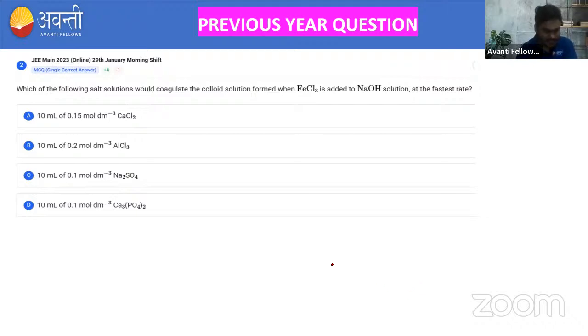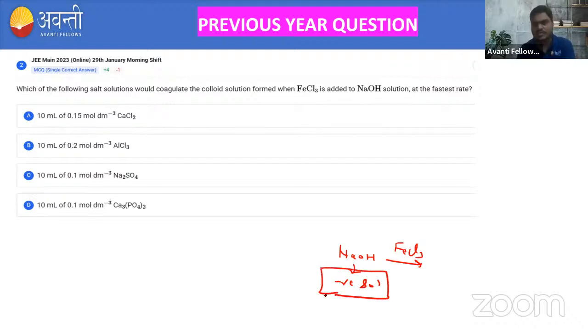So whenever NaOH and which one is added, that is FeCl3. So this is a negative sol. So if this is a negative sol, अब बताओ फटाफट आंसर कौन सही होगा? This is a negative sol. So which will coagulate first? CaCl2, AlCl3, Na2SO4, Ca3(PO4)2.